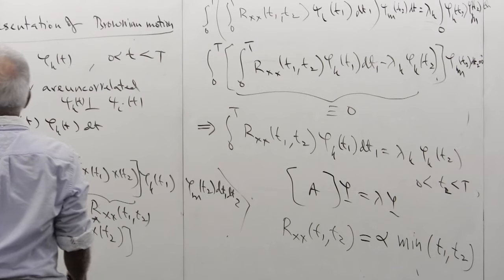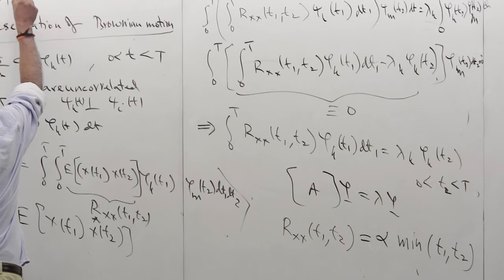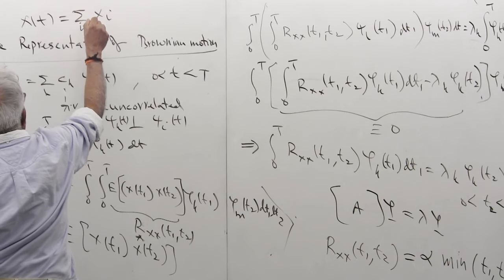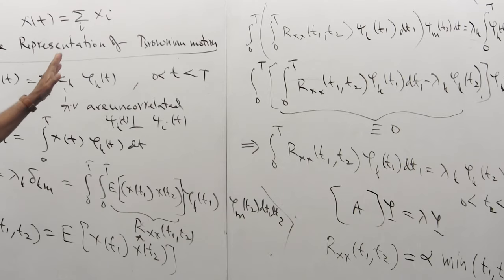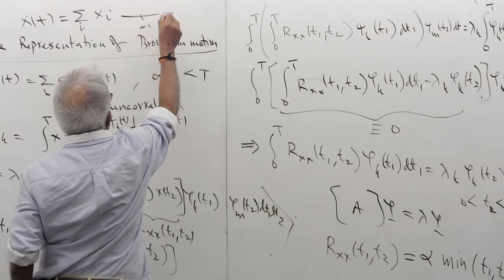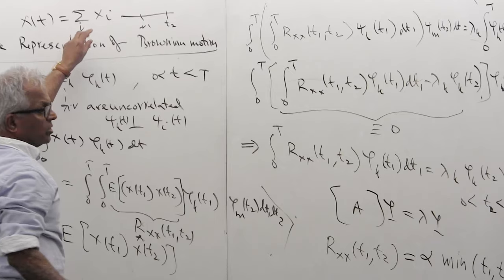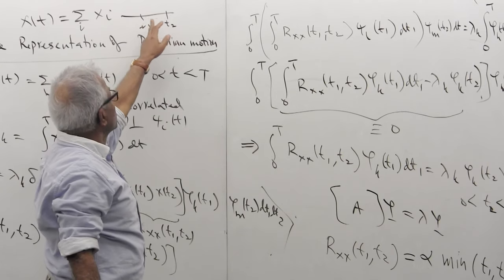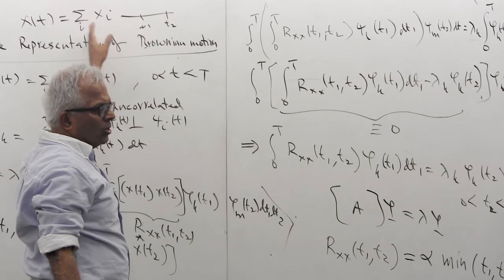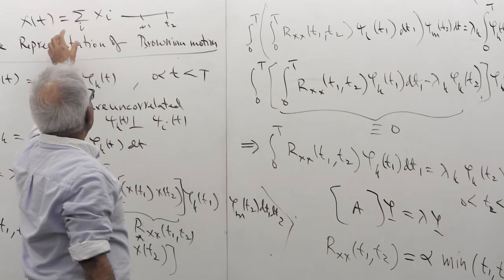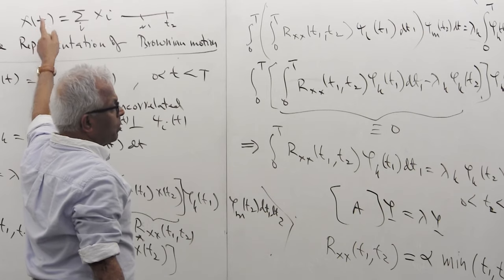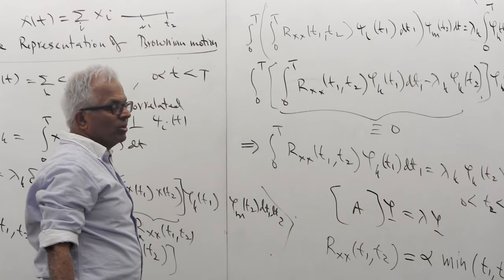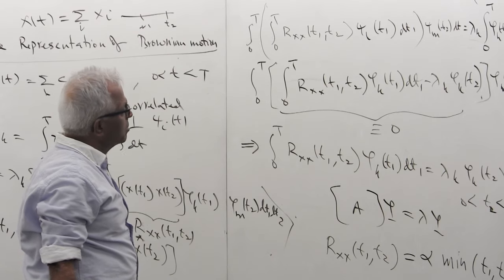That's because if you write the process as xi over time, discretized, if t1 is here and t2 is here, you notice that each of them have equal variance and are uncorrelated. So whatever is happening here is independent of this. So x of T1 multiplied by x of T2 only depends on the variance of alpha T1. So the minimum, in fact, comes up.